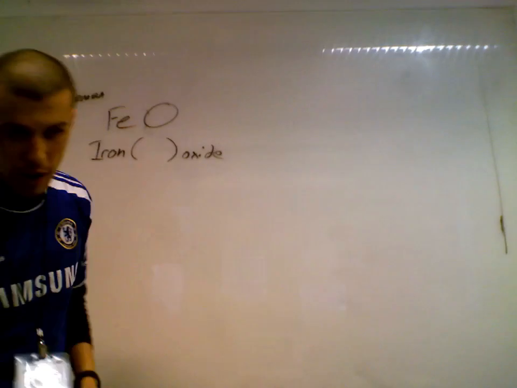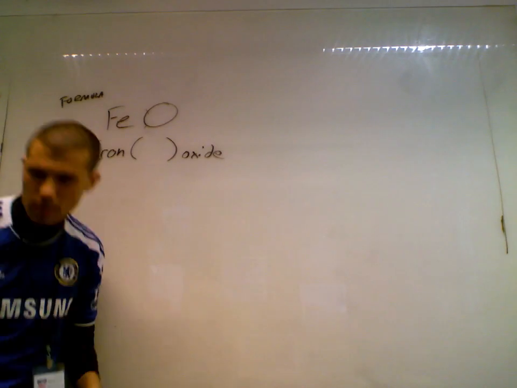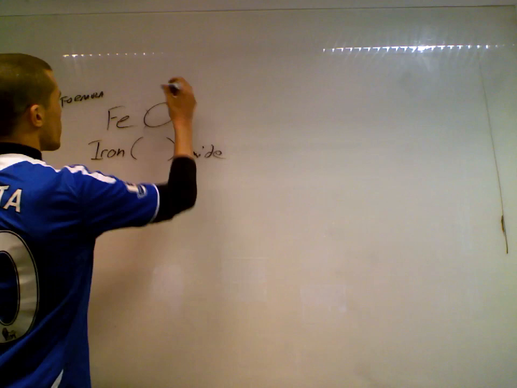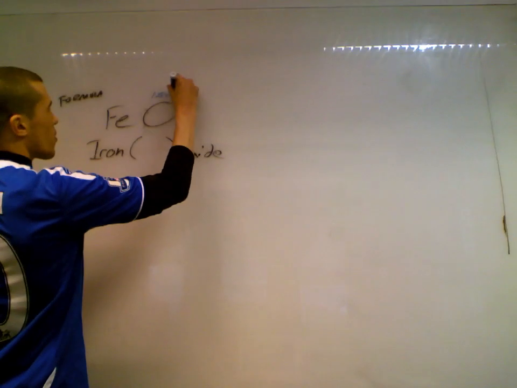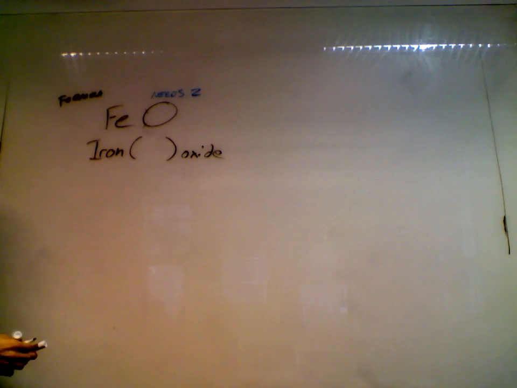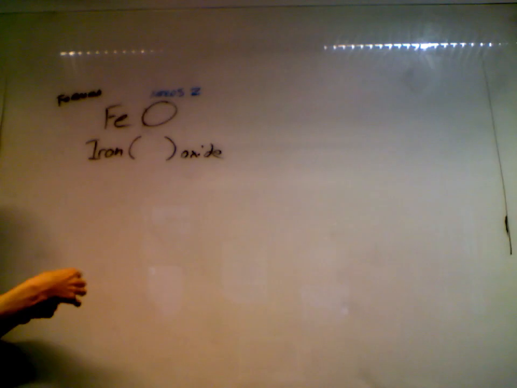You knew that right away. 2. Well, how did you know that, though? Because oxygen needs 2. That's right. So oxygen does need 2. So this is transition plus non-metal? This is just a transition metal and then a non-metal. Yes, that's an ionic bond. This whole thing is an ionic bond.